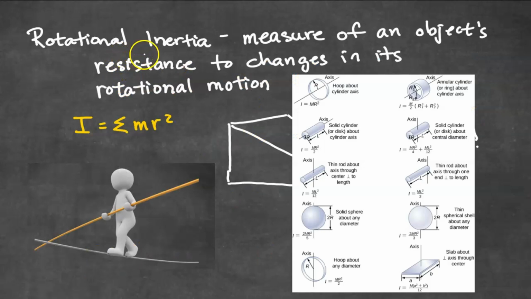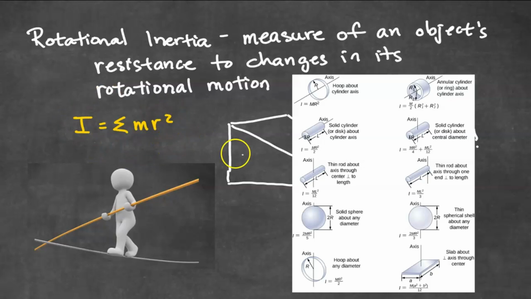Now we're going to take a look at rotational inertia. Rotational inertia is the measure of an object's resistance to changes in its rotational motion. So something with a lot of rotational inertia, it's going to be harder to get it to start rotating. Something that has a small amount of rotational inertia, it's going to be easier to get it to start rotating. The general equation for rotational inertia is equal to the sum of the mr squared. M is the mass, r is the distance that mass is to the axis of rotation. And you'll notice to have a lot of rotational inertia, you want the mass to be as far away from the axis of rotation as possible.